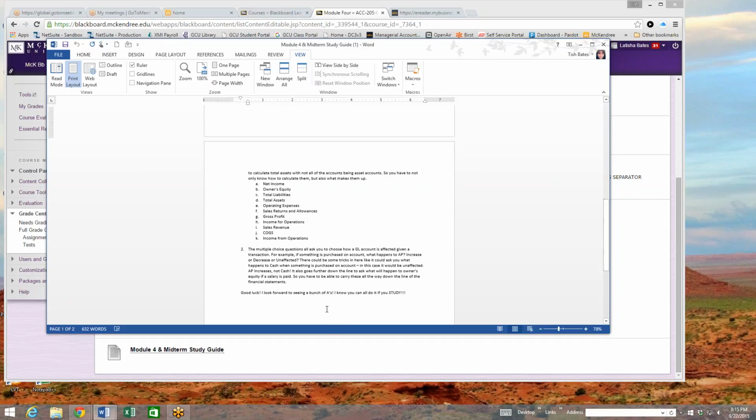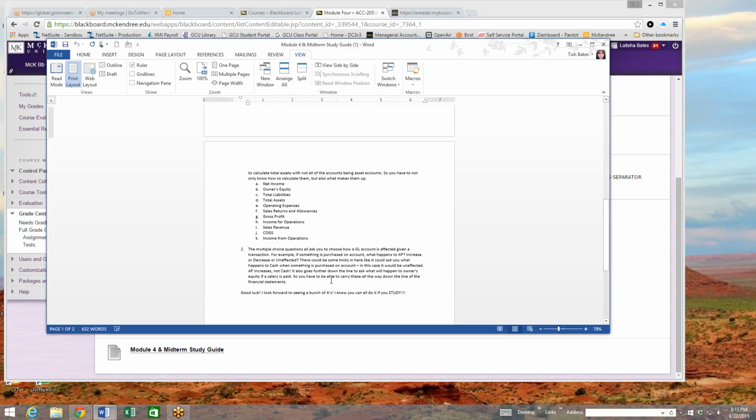You have to be able to figure out how to calculate back into that. All of the questions are multiple choice. It will ask you to choose how a GL account is affected in a given transaction. For example, if you purchase something on account, what happens to AP? Increase, decrease, or unaffected? Those are your three choices on these types of questions. There could be some tricks, and there are. Like it could ask you what happens to cash when something is purchased on account. In this case, cash would be unaffected.